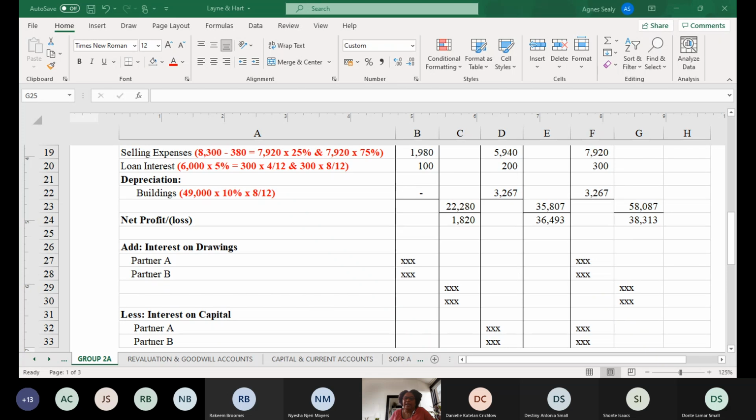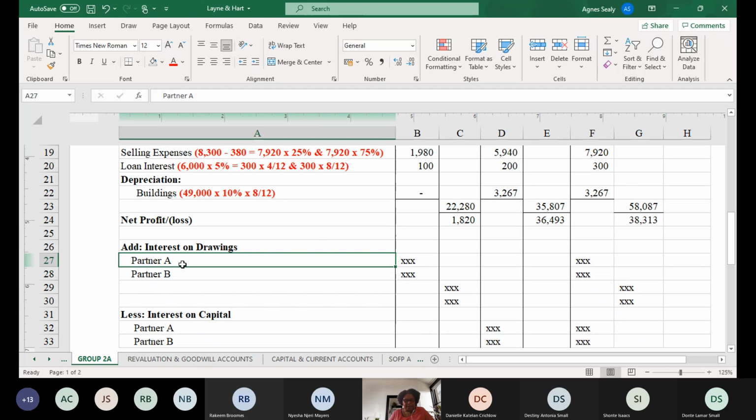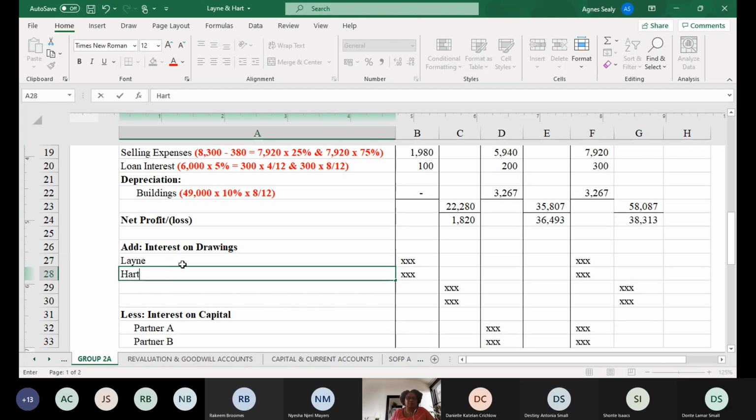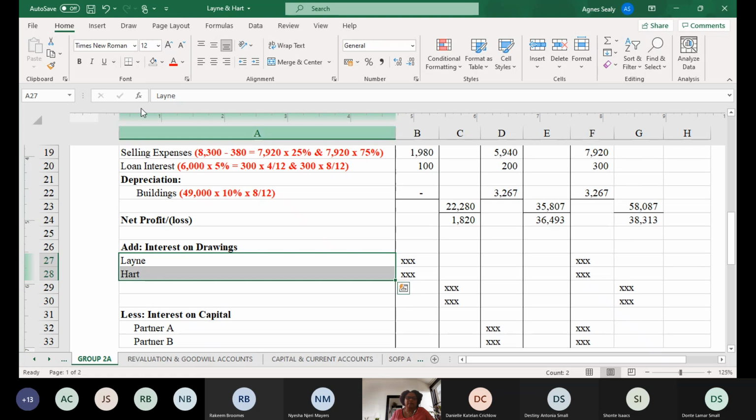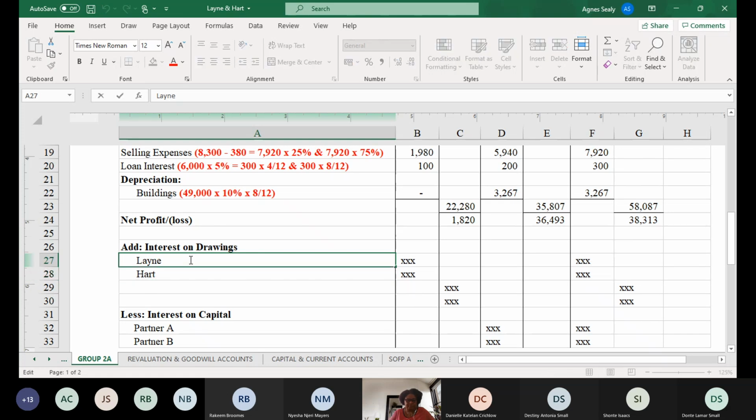Okay, so we're looking at Layne and Hart. So now we have partner A is Layne, partner B is Hart. So these are our two partners. And the interest on drawings. So going back to the question.